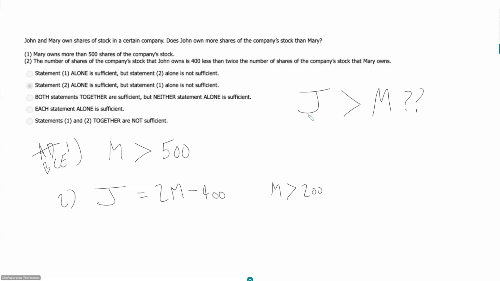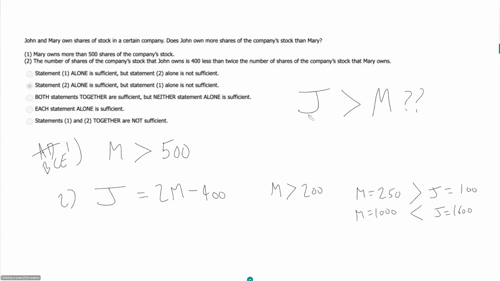So let's think about this for a second. Let's say Mary owns 250 shares. That would mean John owns how much? 100. So in this case, Mary is greater than John. Let's say Mary owns 1,000 shares. In that case, John will own 1,600 shares. So J would be greater than M.